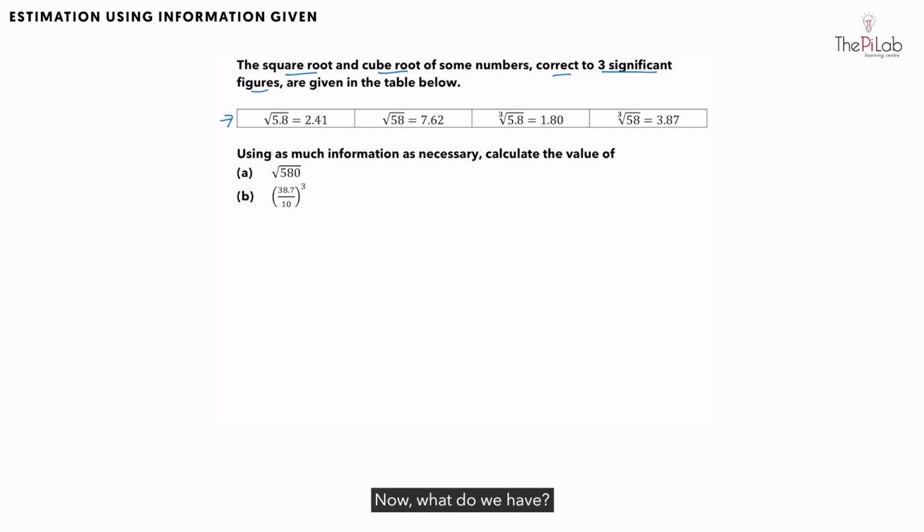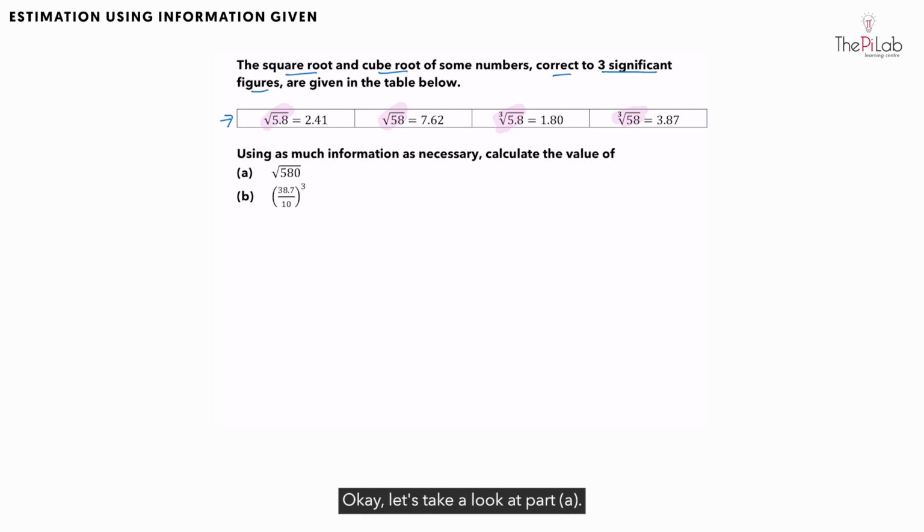Now what do we have? We have the square root of 5.8, the square root of 58, the cube root of 5.8, as well as the cube root of 58. Now as a student, you might be very overwhelmed because there's so much information and you might be thinking, Teacher, which one do I use? Okay, relax, don't panic. Let's take a look at the question.